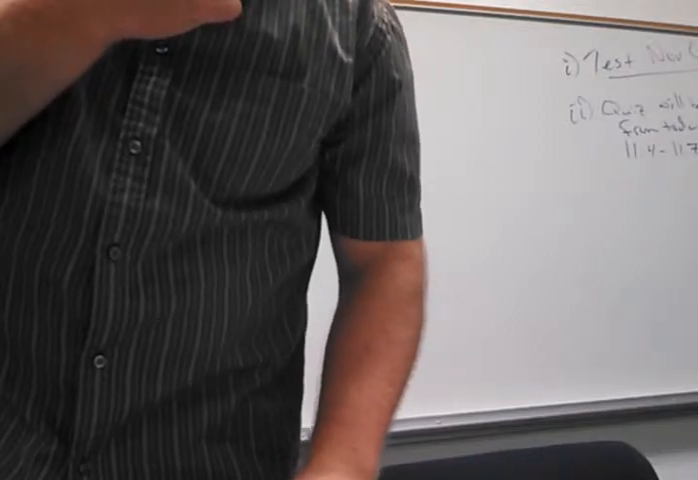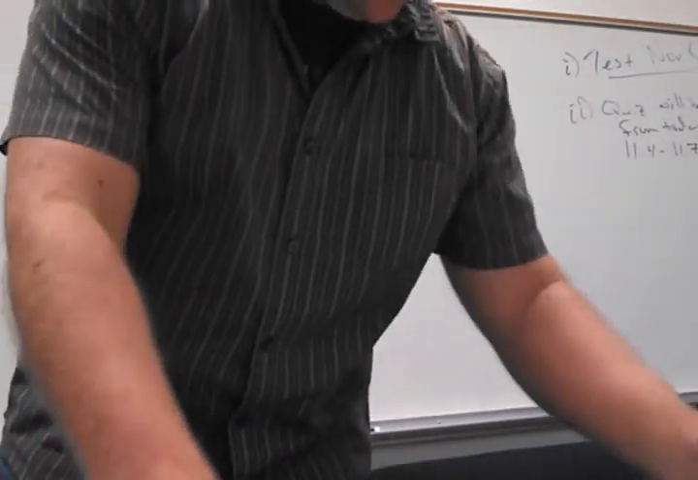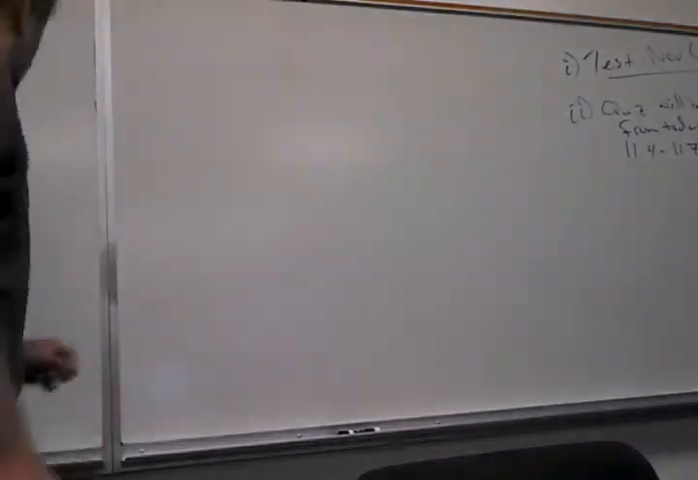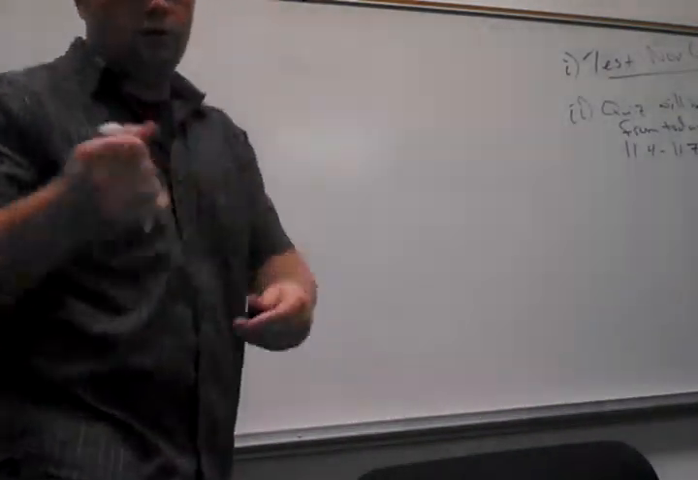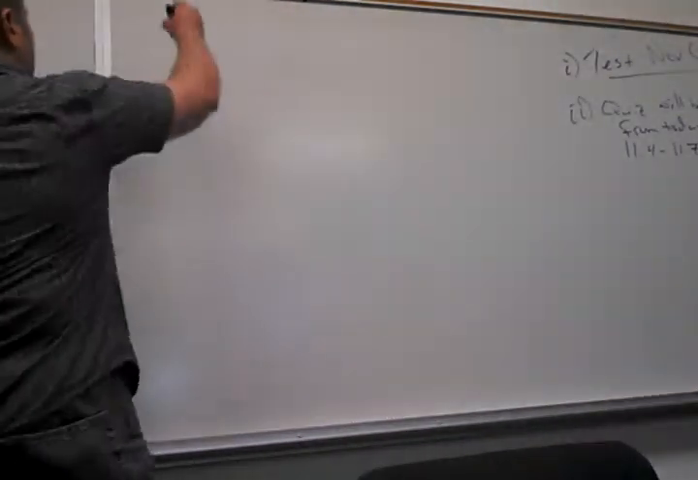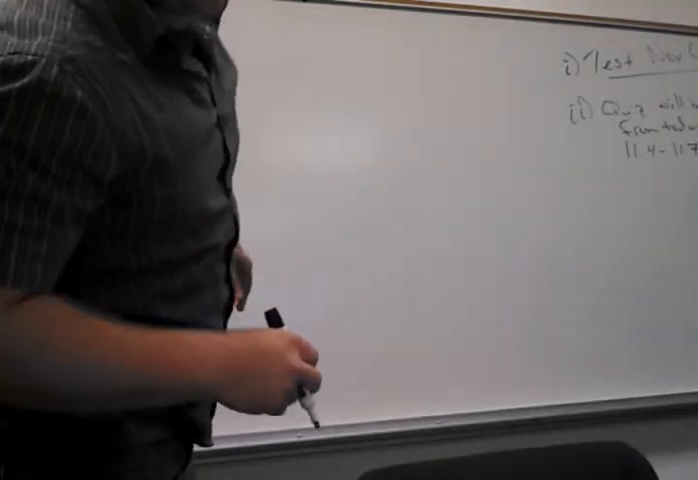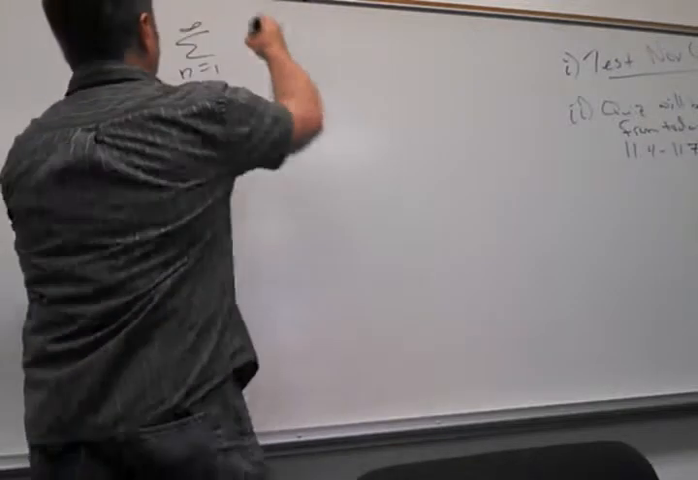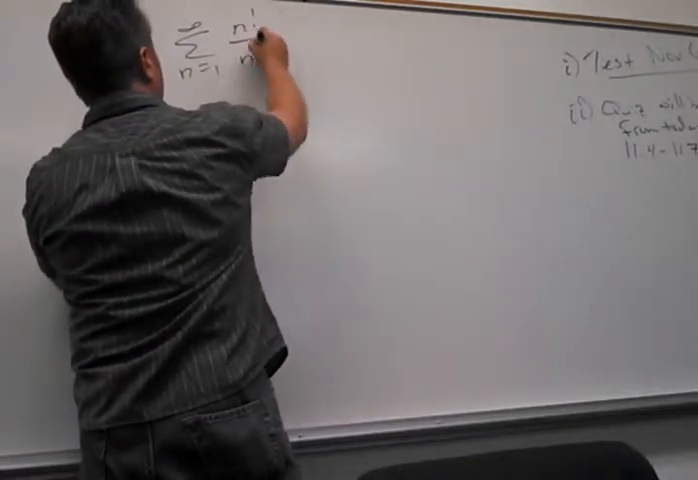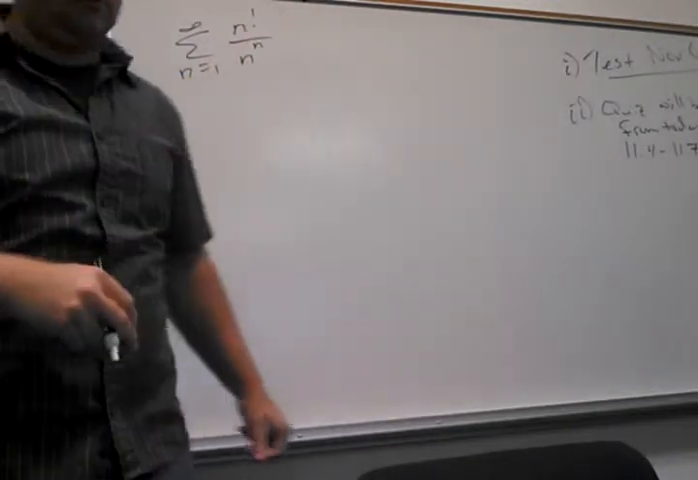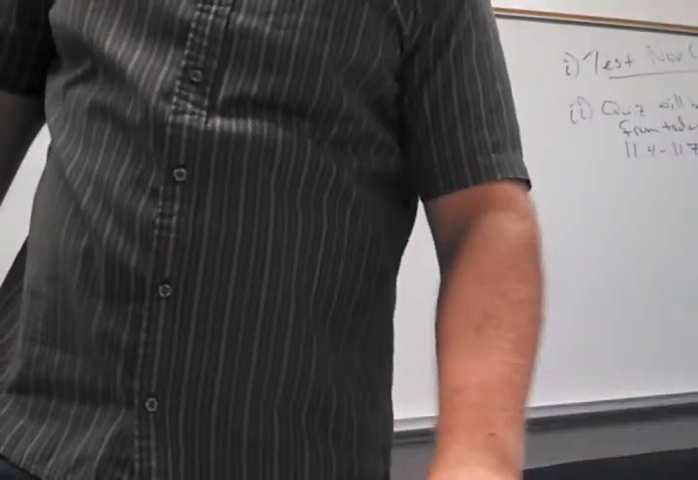So let's see, number 30. This one says, figure out if this is going to converge or diverge. n factorial over n to the nth. So that one there, right? Okay.